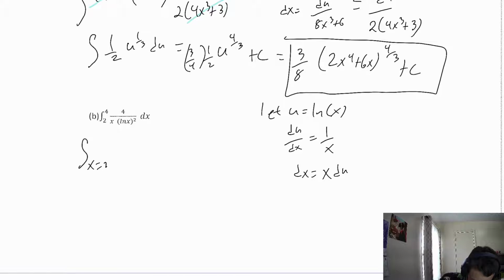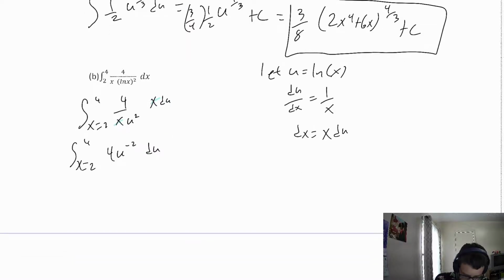So now we have the integral as x goes from 2 to 4 of 4 over x times u squared times x du. We get the cancellation that we know and love. This is the integral as x goes from 2 to 4 of 4 times u to the minus 2 du. We add 1 to the exponent, we get u to the minus 1. And if we divide by this larger exponent, we get a minus 4 u to the minus 1, evaluated as x goes from 2 to 4.